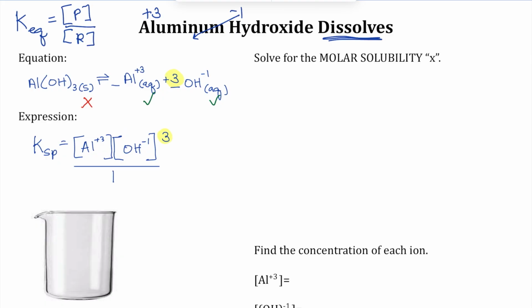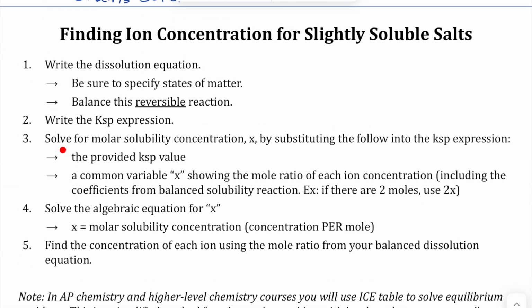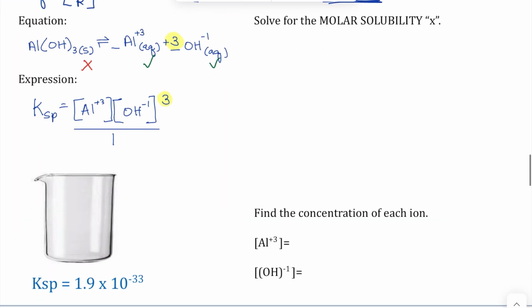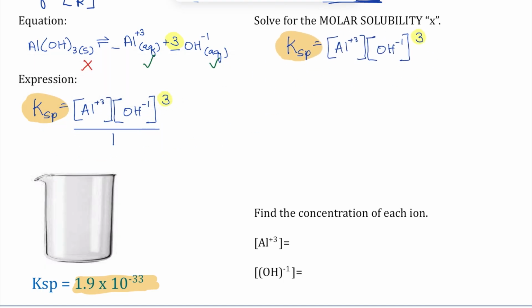And that brings us to step 3. We are going to solve for molar solubility, which is, we're going to use X to represent that by substituting the following into our Ksp expression. So we have our provided Ksp value. So as I look at this expression I wrote, I have the value for Ksp. Ksp is equal to that 1.9 times 10 to the negative 33. And so I'm going to take this expression and I'm going to plug that in. And I always plug it in on the left because we write Ksp first.